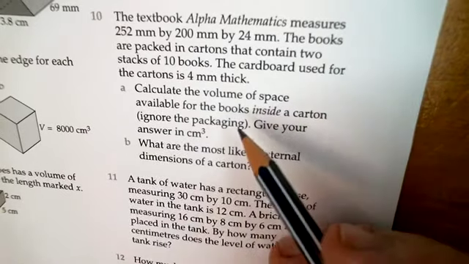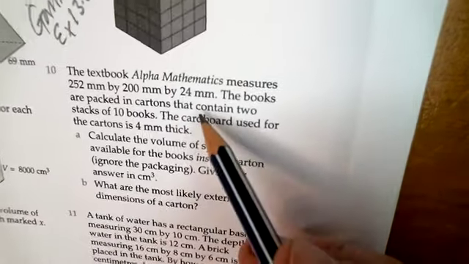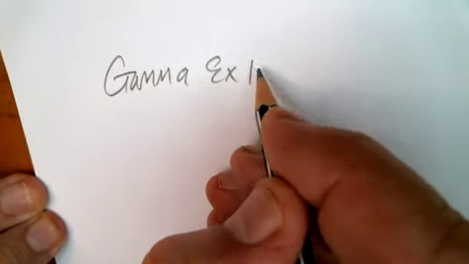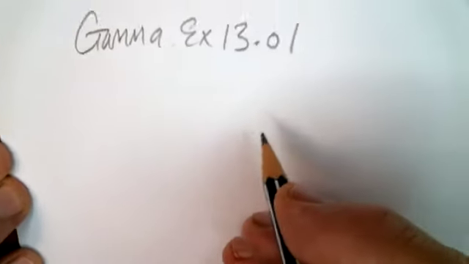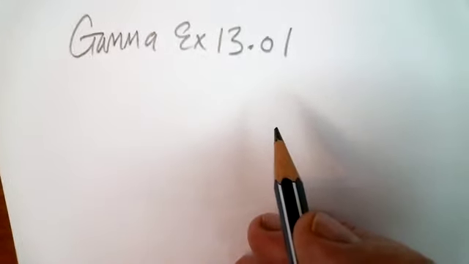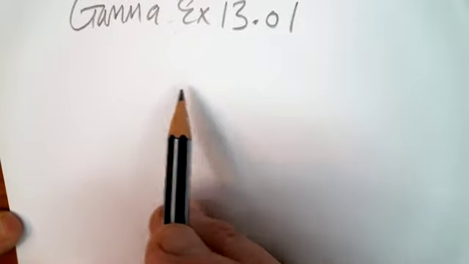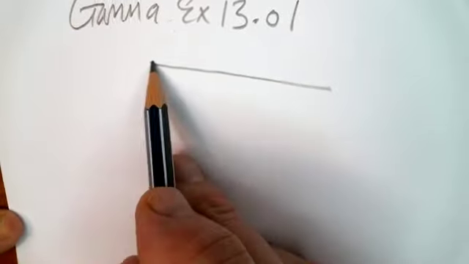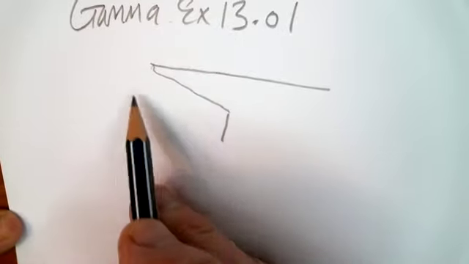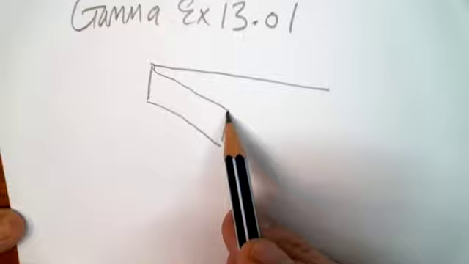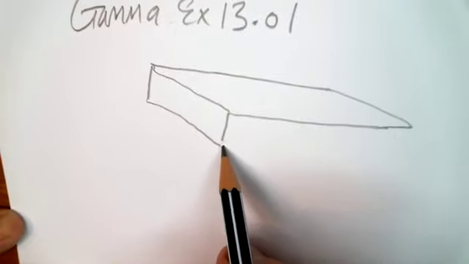So let's go ahead and mock up how we could possibly draw it. I'll write here, this is Gamma, exercise 13.01. We've got books, and they contain 2 stacks of 10. Let's have a look at a book first of all. Here is a book. It's going to be so long, so wide, and so deep. It looks roughly like that.